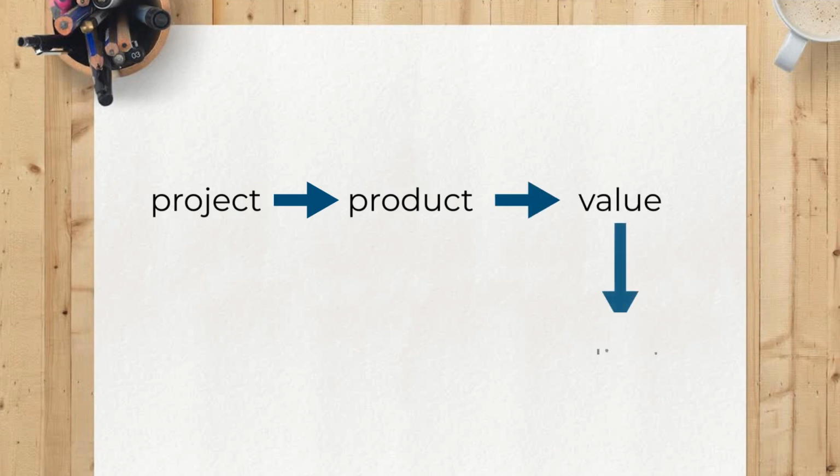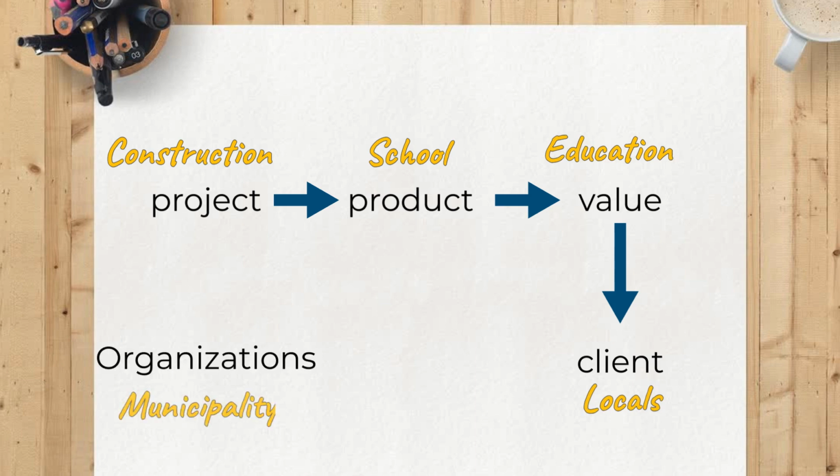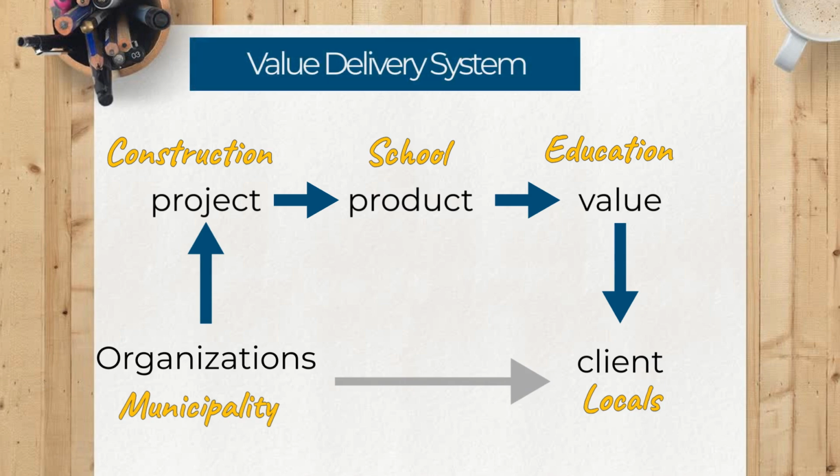Projects deliver a product, as we said before, and this product answers a specific need by offering a value to the client. In our example, the product delivered by the Sunnyside School Construction Project is obviously the school itself. The value of this school to the residents of the neighborhood, the client, is access to education. Organizations, such as the municipality of SimCity in our example, usually deliver value to their clients through projects. This simple model is called a value delivery system.